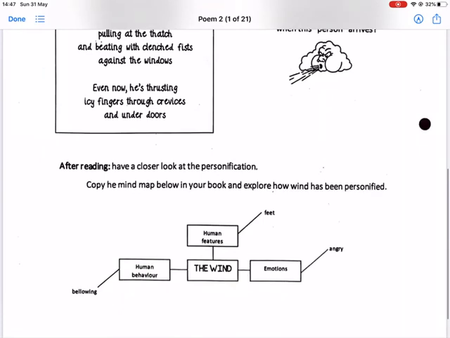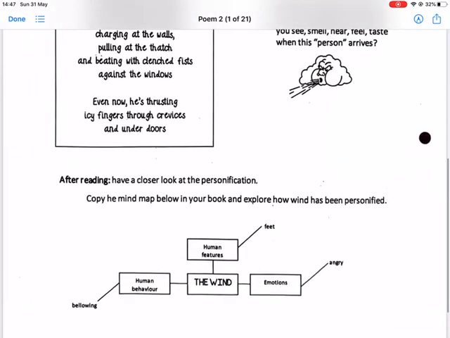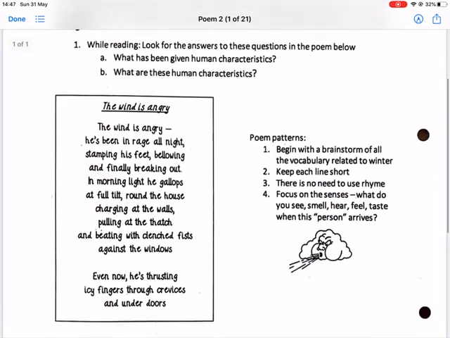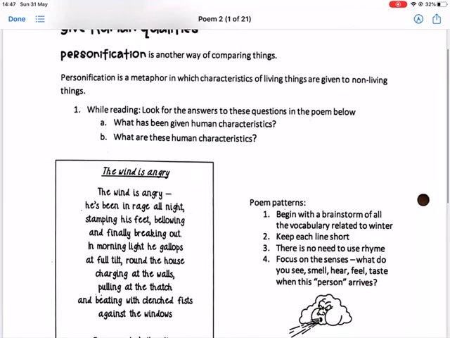Right, so I just want you to create this mind map in your exercise books and complete it. And that is all for this part on personification. So just to recap, personification is when we give human qualities to non-human things.